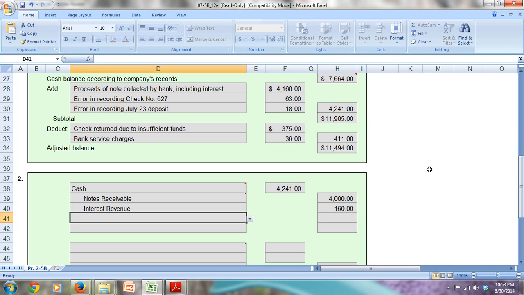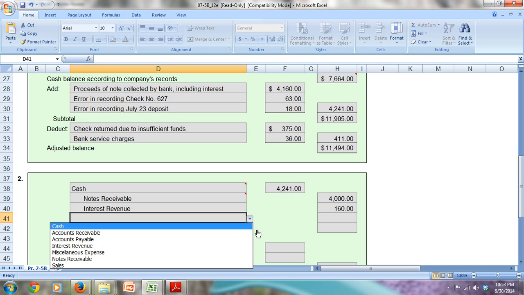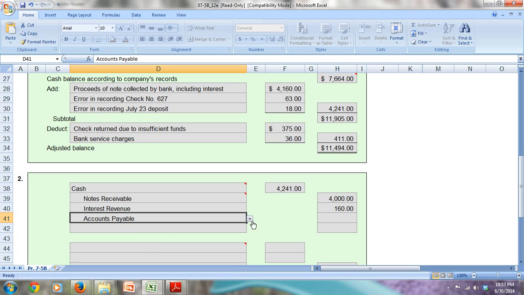Okay, and then we have the check error. So if we wrote a check, it says in the instructions to assume it was to satisfy an accounts payable. So if the error was too much debit to accounts payable, we have to credit that incorrect amount back. So we debited accounts payable for too much, so we're going to credit back the incorrect portion.